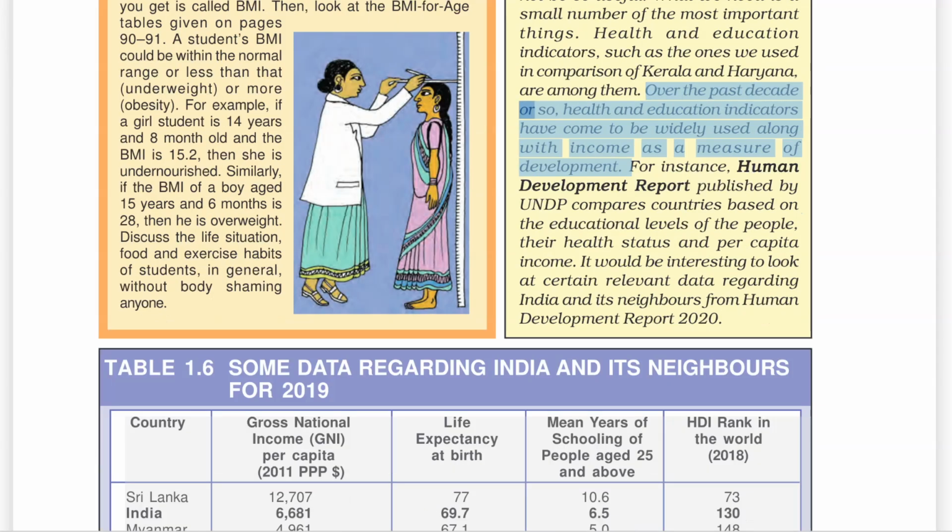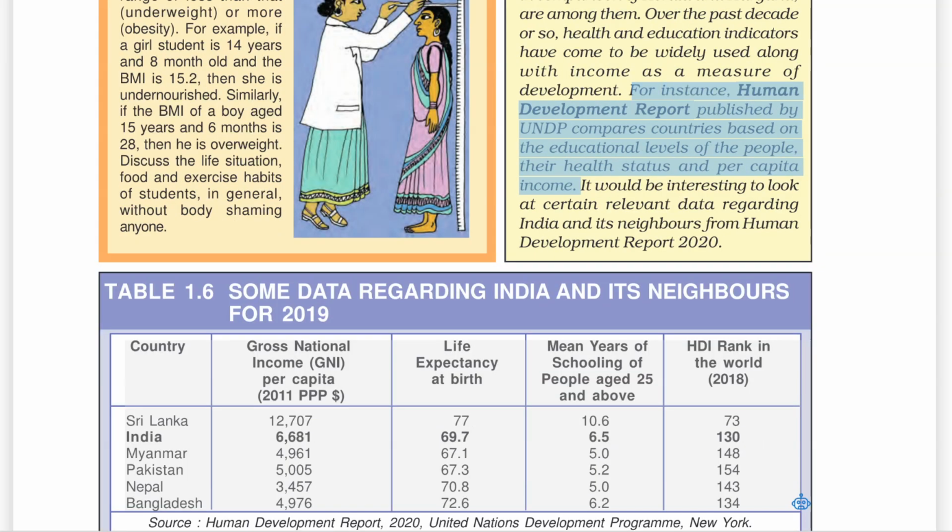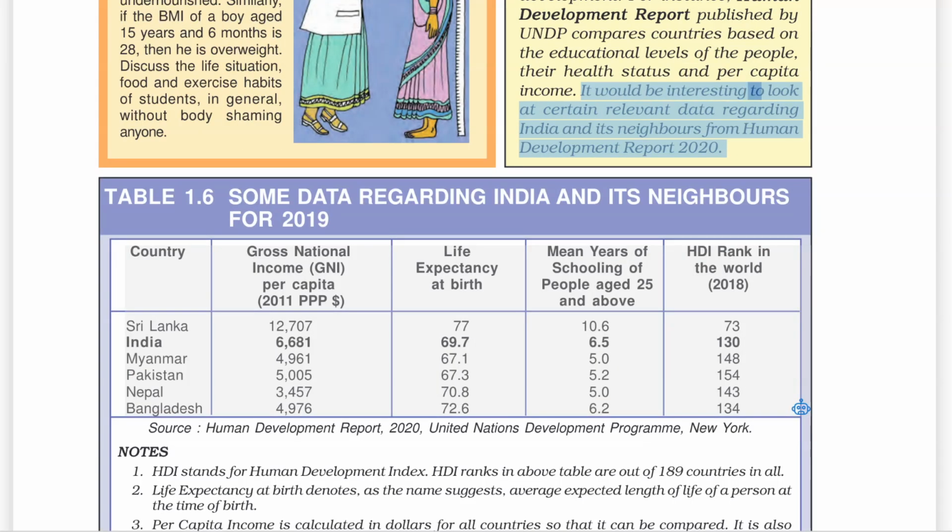Over the past decade or so, health and education indicators have come to be widely used along with income as a measure of development. For instance, the Human Development Report published by UNDP compares countries based on the educational levels of the people, their health status and per capita income. It would be interesting to look at certain relevant data regarding India and its neighbors from Human Development Report 2020.